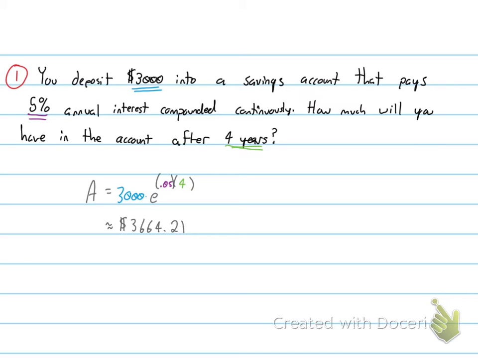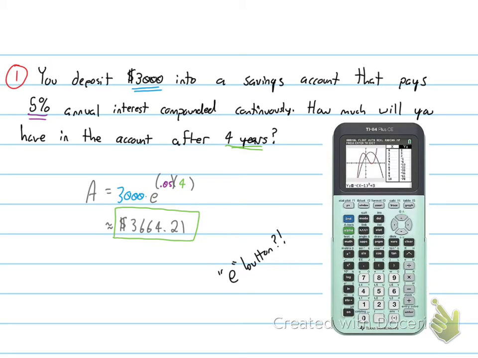Now you might be thinking, how would I plug in e in my calculator? All you would do on a TI-84 is press second, divide. You'll see there's a little e right above that divide button. So that's how you use e.